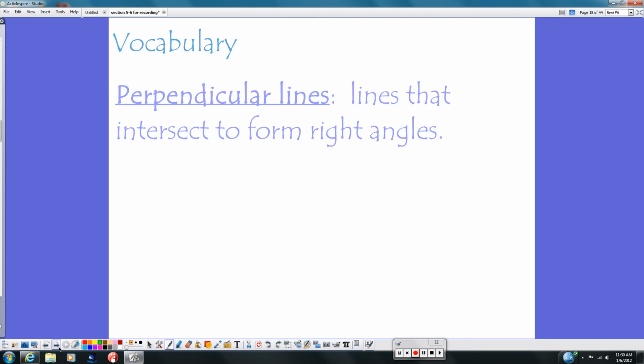Our vocabulary word for today is perpendicular lines, and perpendicular lines are lines that intersect to form right angles. You may remember from your previous geometry lessons that a right angle is this, when they intersect and form that 90-degree angle.